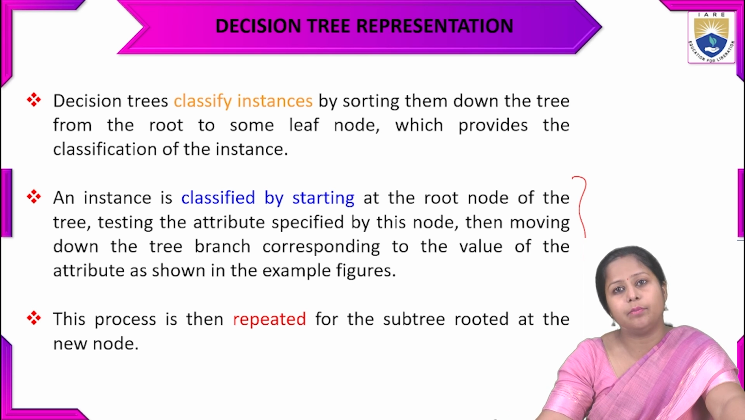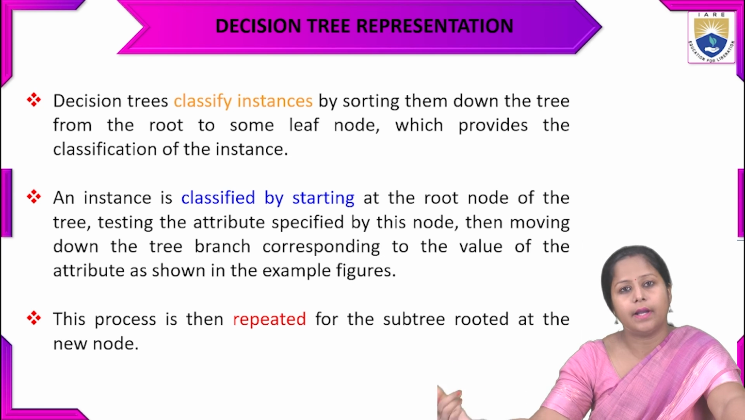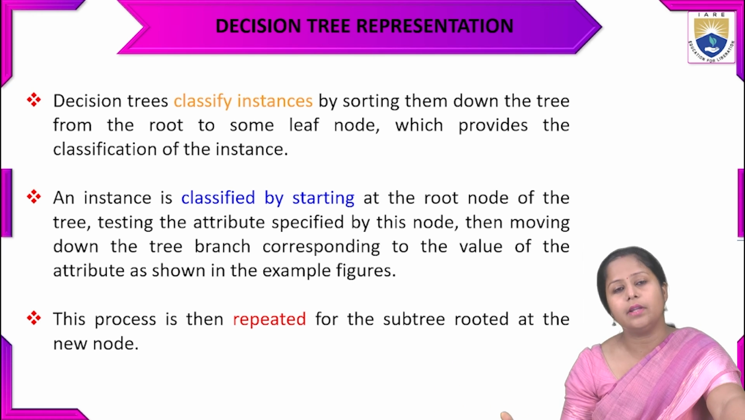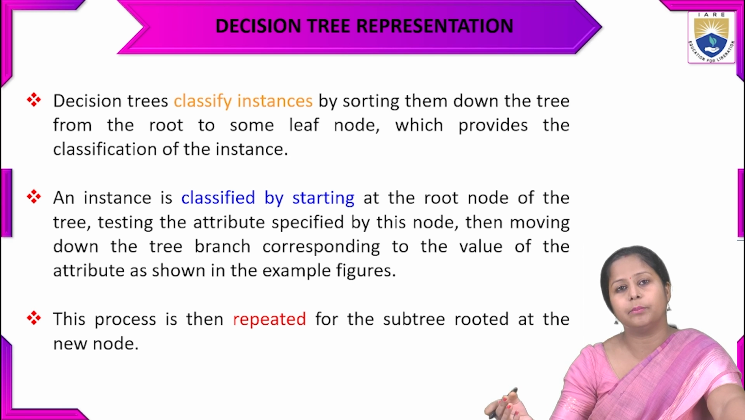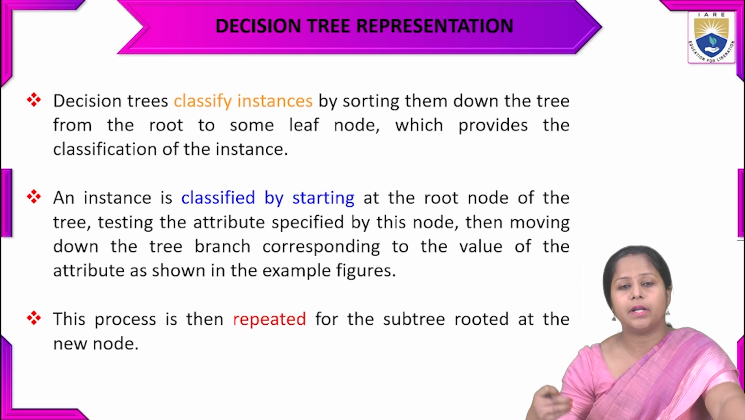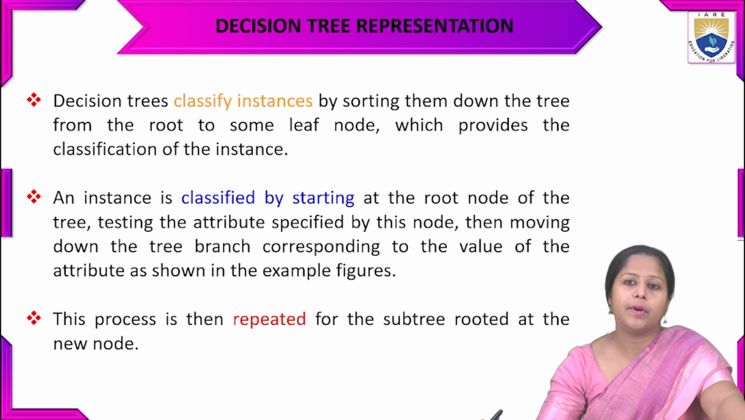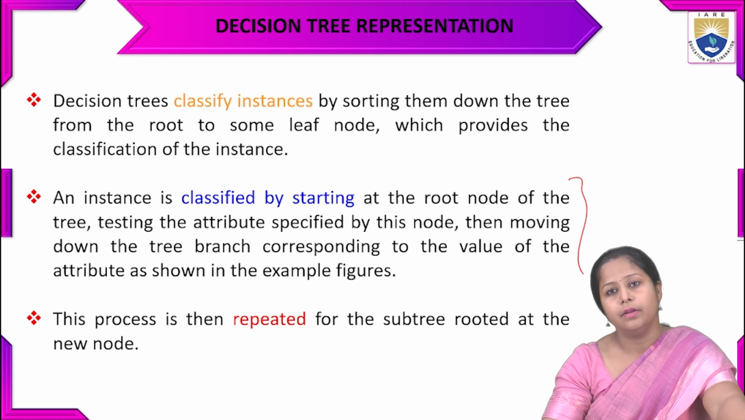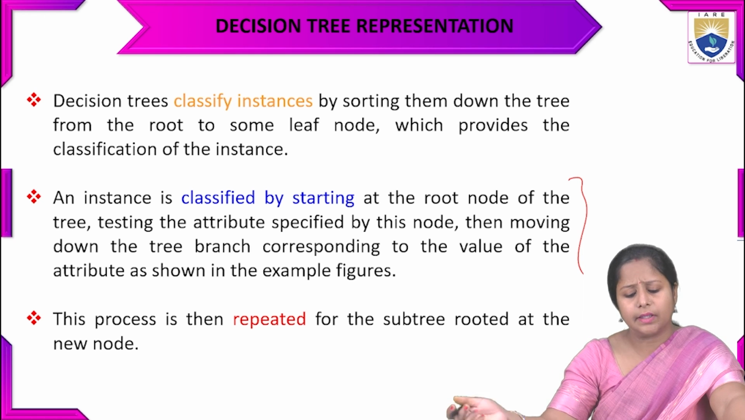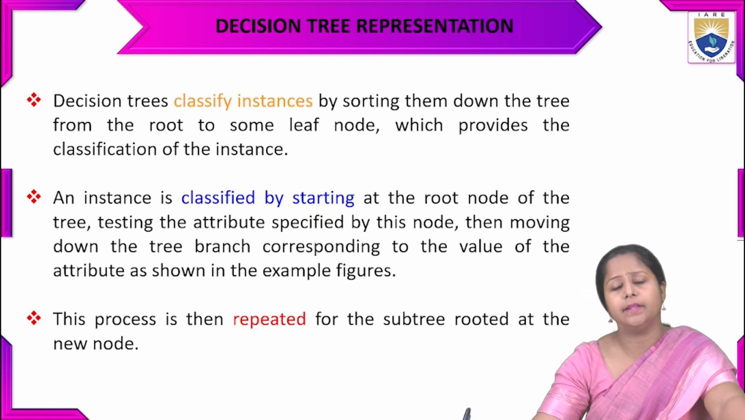We test the attribute specified by this node, then move down to the next node below the root. The branches correspond to the values of the attribute, and then it moves forward. In the example figure, we can see that. This process is then repeated for the subtree rooted at the new node, and that is forwarded and added to the new node.